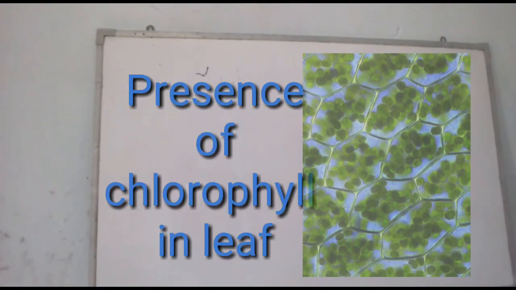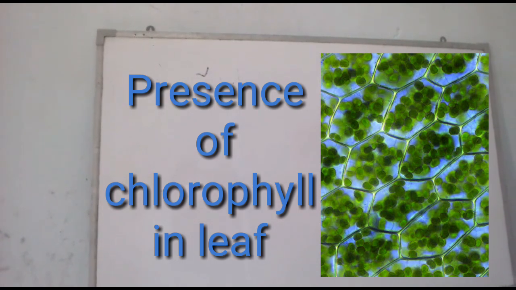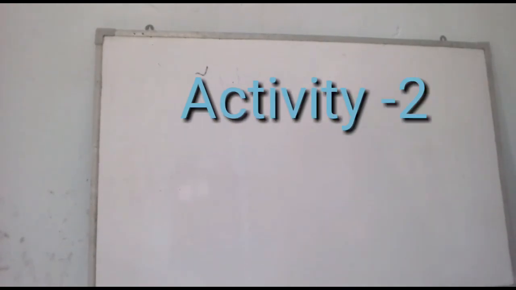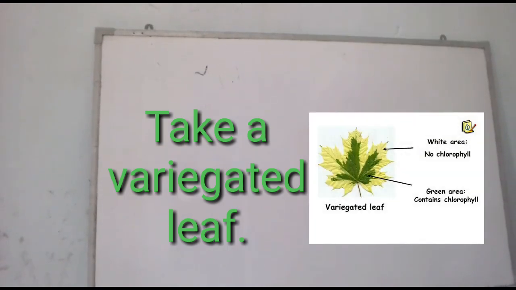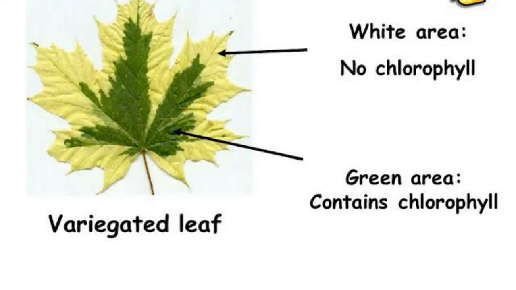Then what else is present in the leaf? We shall see the presence of chlorophyll, and chlorophyll is necessary for the plants to make food. What do we have to do? We have to take a leaf which is green as well as non-green, a variegated leaf, meaning the leaf has green as well as another color.